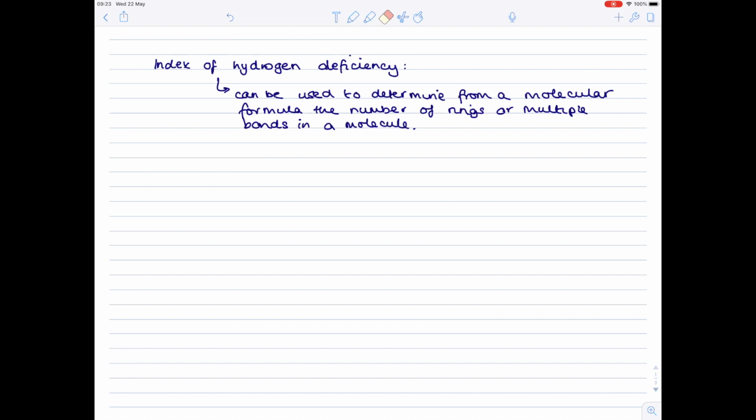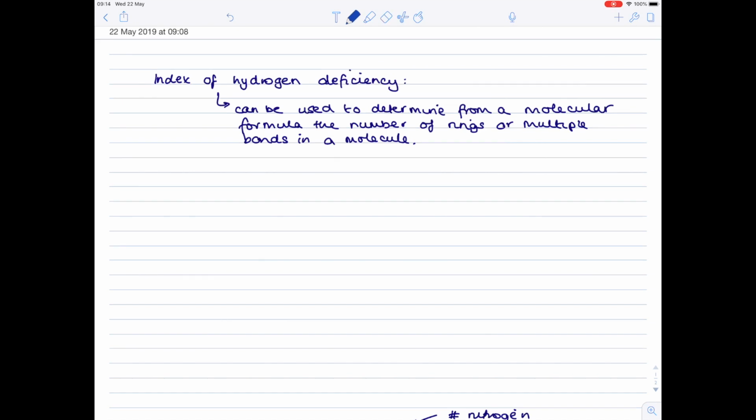Now, remember that carbons can have 4 bonds, so the most number of hydrogens it could possibly have is 4. But the moment you introduce double bonds, triple bonds, or arrange carbon in a ring, then you're not going to max out on the number of hydrogens. And we call these missing hydrogens effectively a hydrogen deficiency or a degree of unsaturation. And so effectively here you're trying to work out the degree at which the hydrogens are missing.